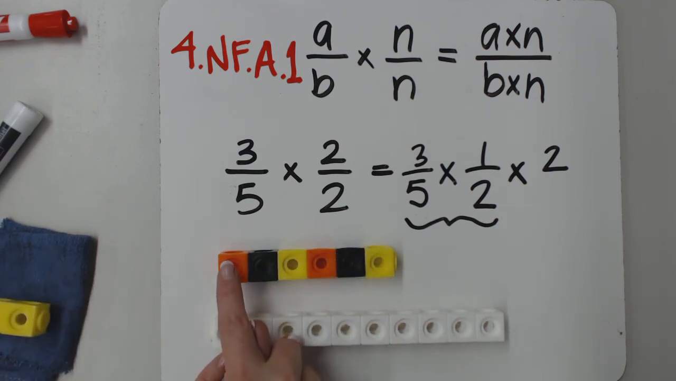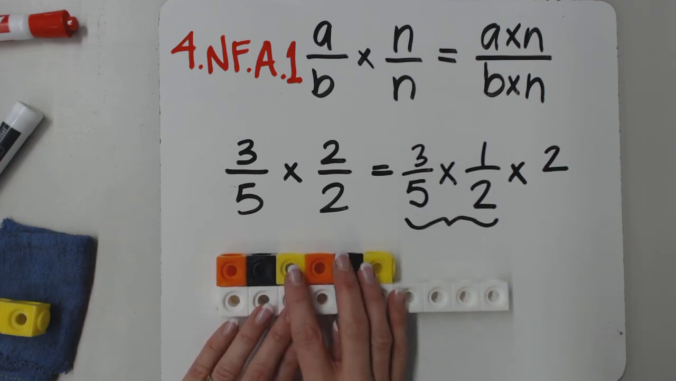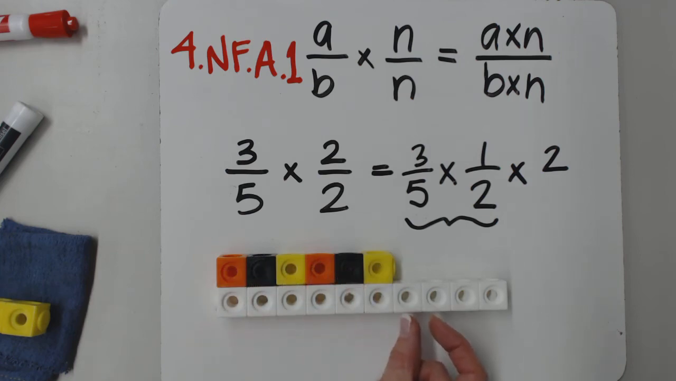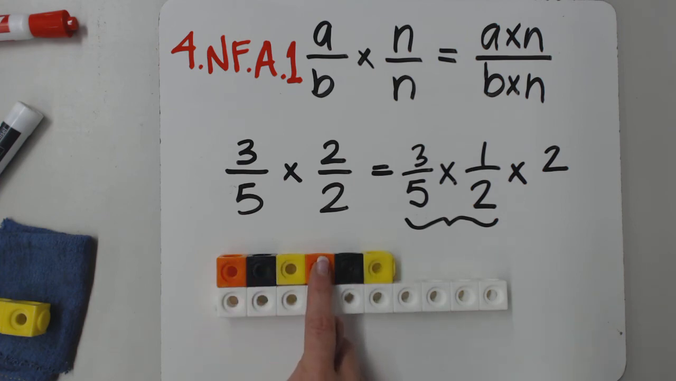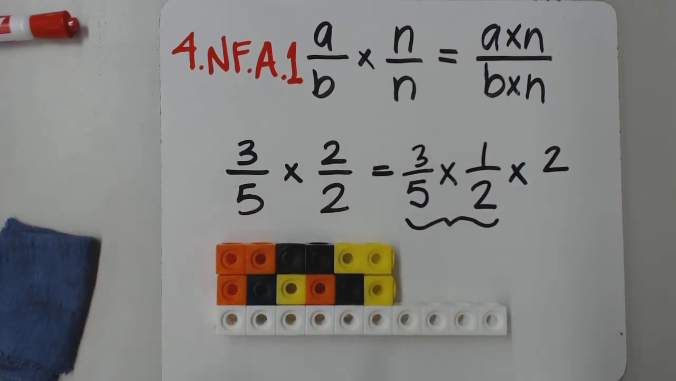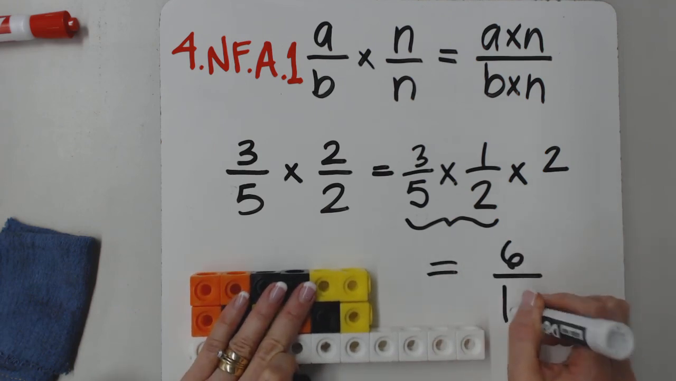So if we compare this thing that got iterated 6 times to our original unit of 1, we can see that this would partition the 1 into 10 pieces. So this length is actually 1, 2, 3, 4, 5, 6 of the tenths of our original unit of 1. Therefore, we end up with 3/5, which was our original, being equivalent to 6/10.